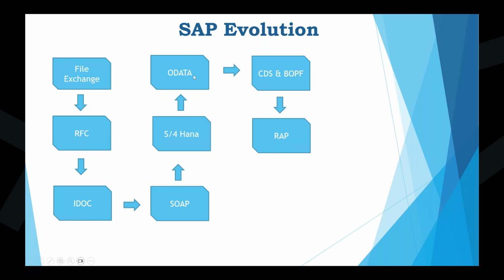Now coming to OData. I think most of the people know OData. Can anyone tell me why OData has become more popular in the market? OData stands for the Open Data Protocol. Even RAP, the ABAP RESTful programming model, exposes the data using the OData protocol only. OData facilitates the best practices for building and consuming RESTful APIs.